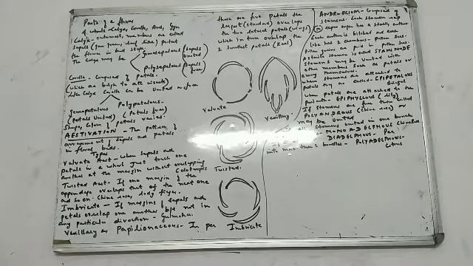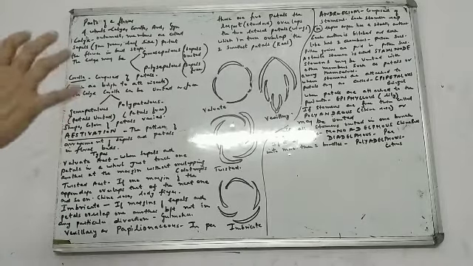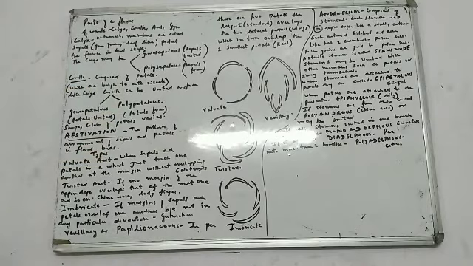E-P-I, Epi, P-H-Y-L-L-O-U-S, epiphylous, when attached to the perianth. You very well remember what perianth is. I told you when calyx and corolla are not distinguished in lily, they are fused. So that is what we call perianth. And if the stamens are attached to the perianth, then such a combination is known as epiphylous. The example of course is lily.